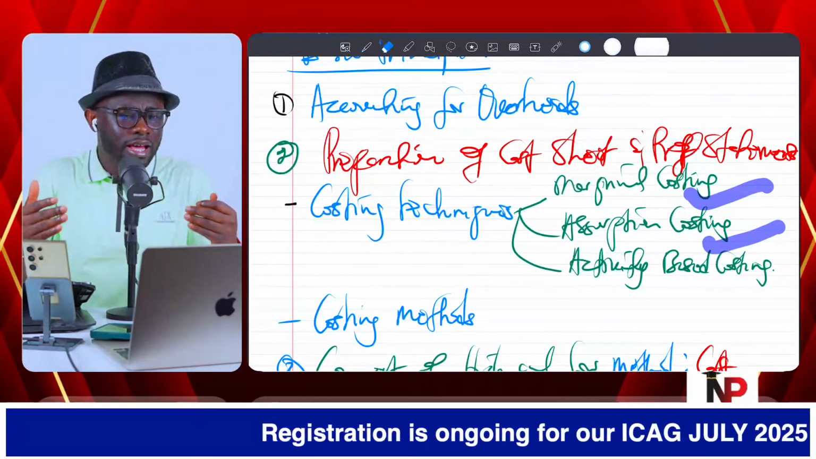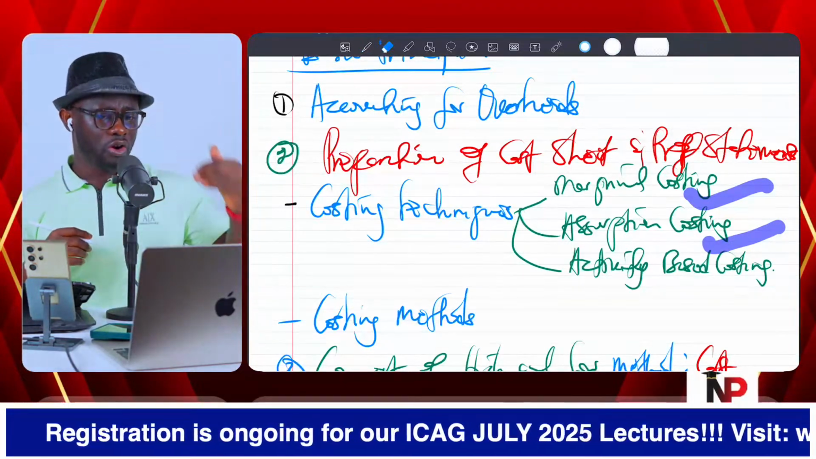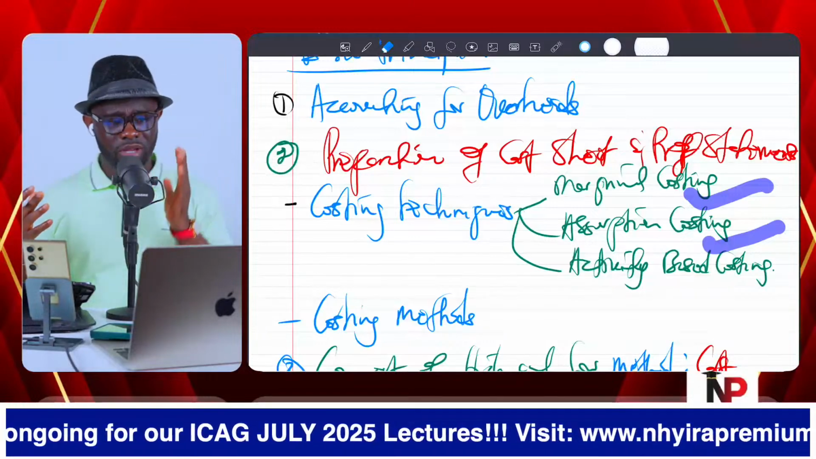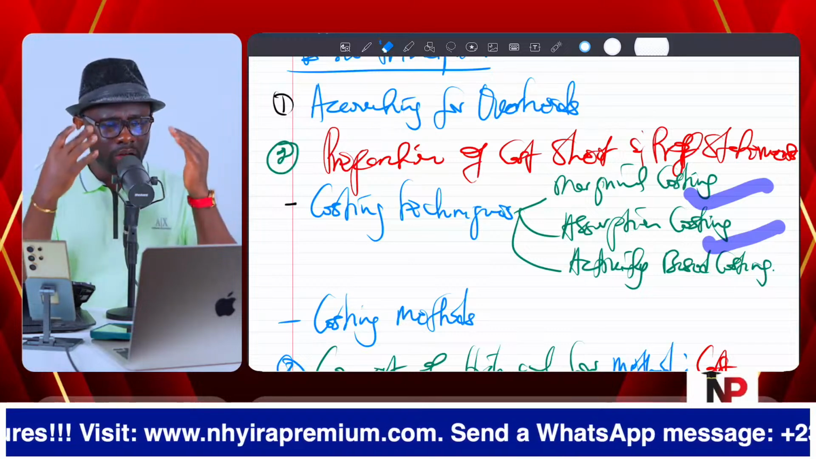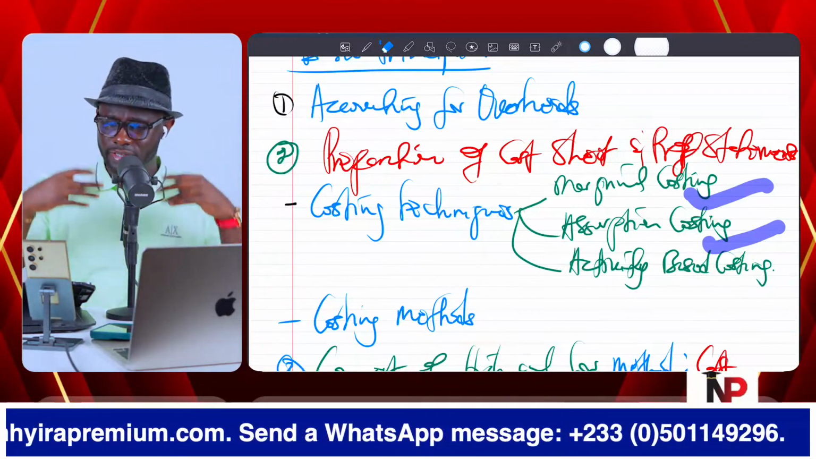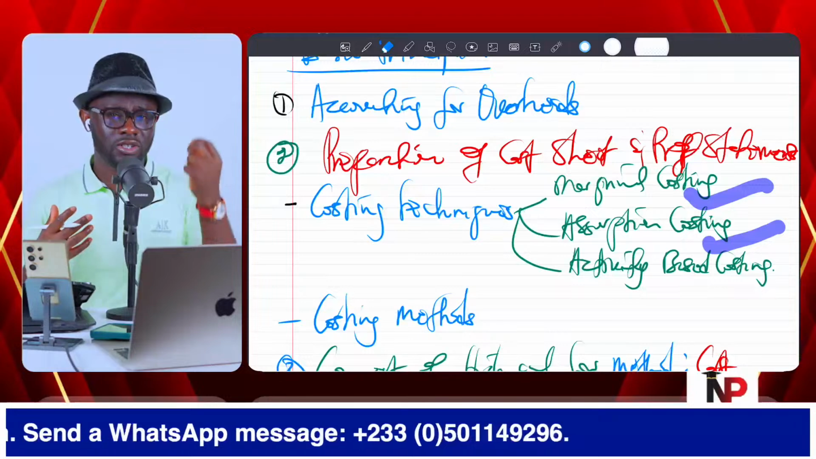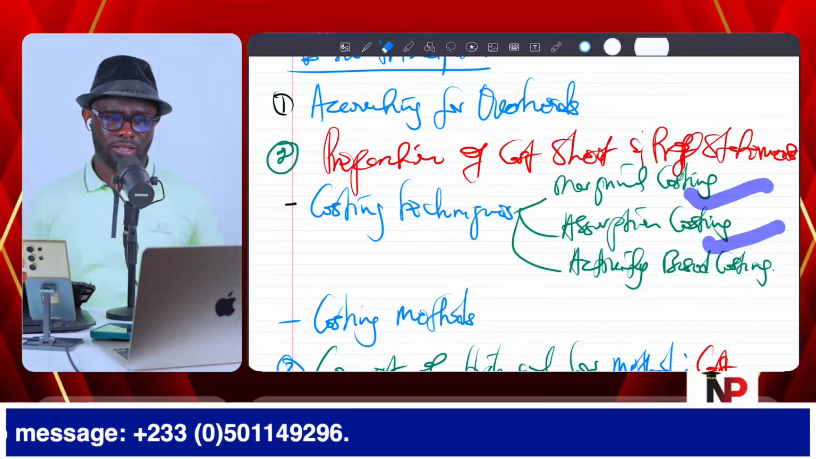Do I understand that? Can I prepare the cost sheet or the cost card? Can I prepare the profit statement using the marginal costing or absorption costing principle? Am I comfortable dealing with accounting for overheads, preparation of the overhead analysis sheet? Do I understand these things?